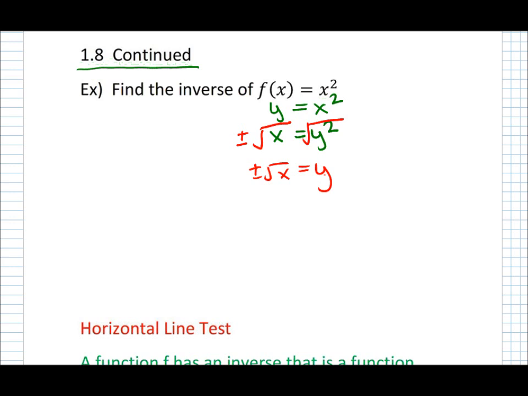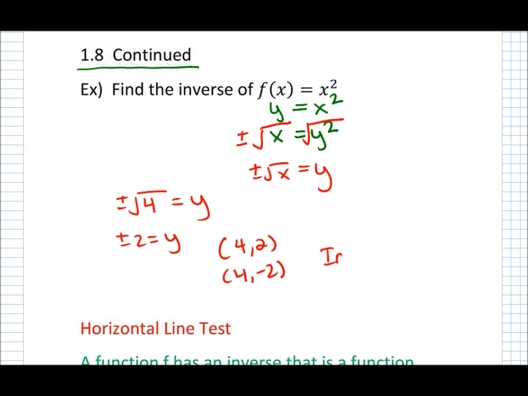Now, as I said in the previous section, not all functions have inverses. If you notice, if I were to substitute a value in here for x, say 4, you'd get that y equals plus or minus 2, which means you would have the ordered pair (4, 2), and you would also have the ordered pair (4, -2). So that means the inverse is not a function.